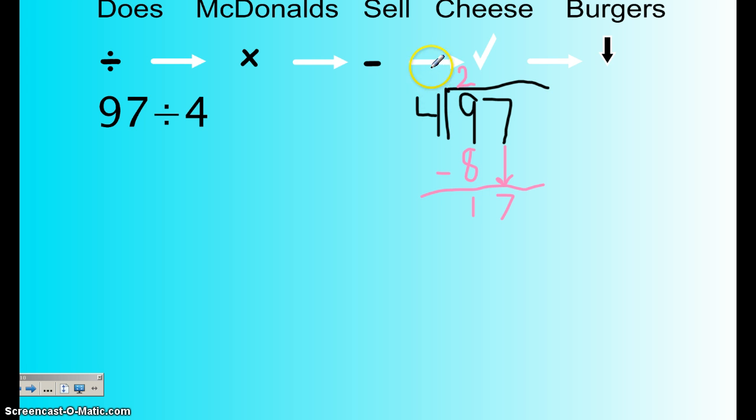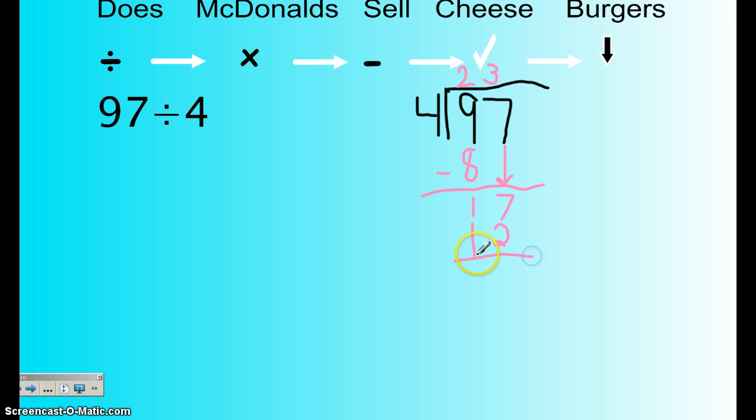Now, after you bring down for burgers right here, we are going to go back to divide. How many times does 4 go into 17? Well, I know 4 times 3 is 12, so your answers always go at the top. 3 times 4 is 12.